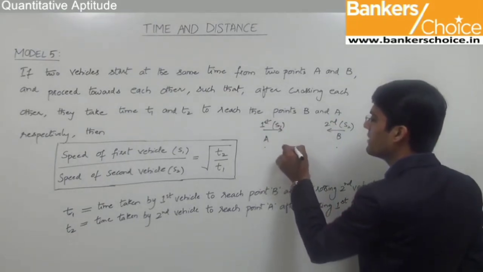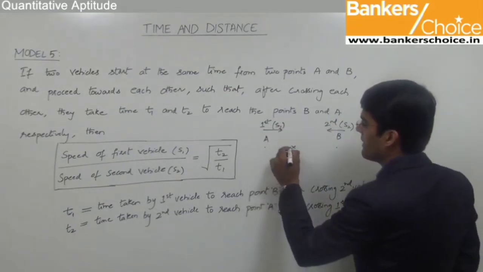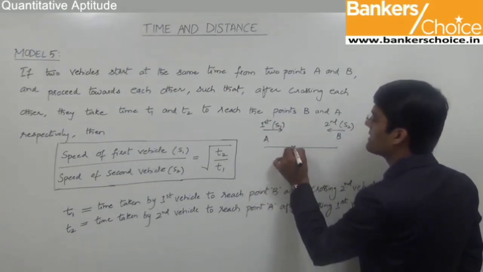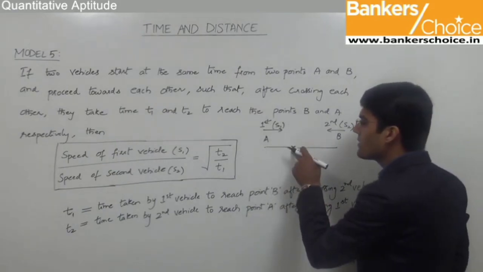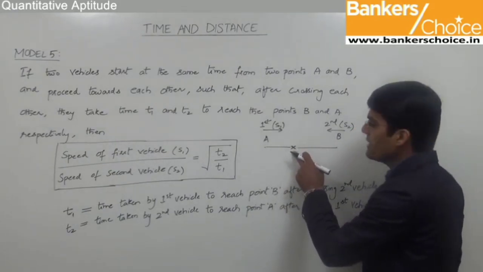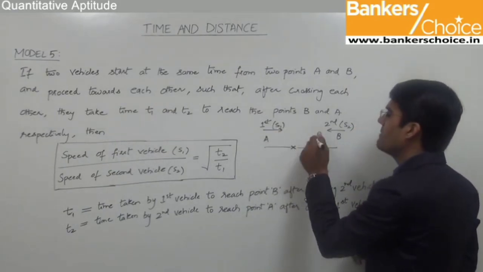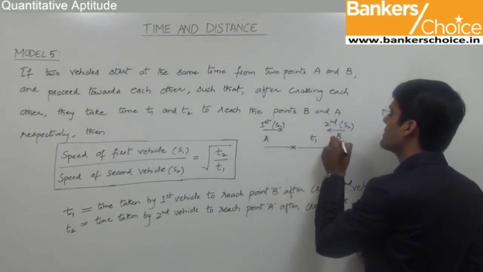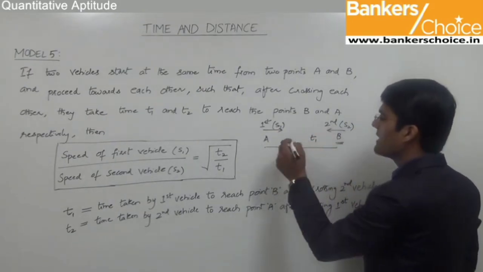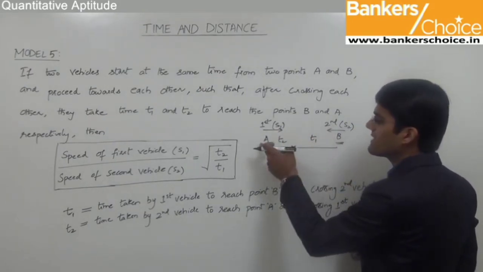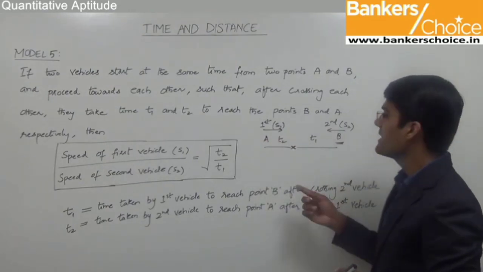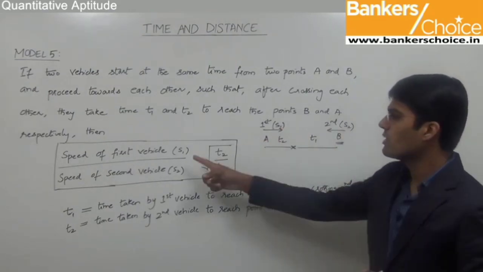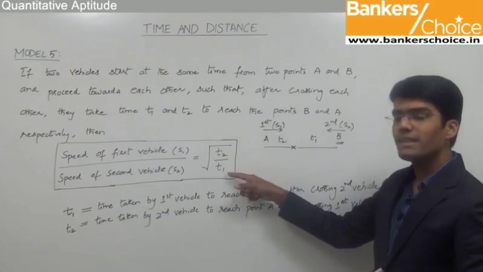So definitely they will cross each other at some point. Let us assume that this is the path and this is the crossing point. So after crossing at this point, the first vehicle takes time t1 to reach its destination B, and the second vehicle takes time t2 to reach its destination A. So in this case, we can say that s1 by s2 should be equal to root over t2 by t1.